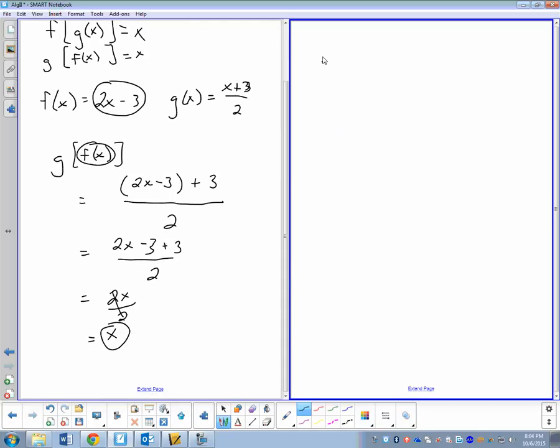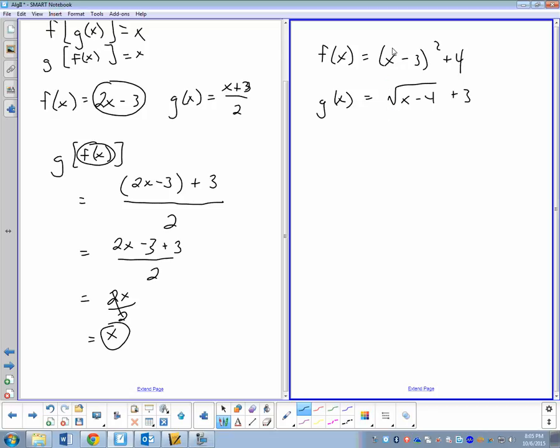So let's say my f of x equals (x minus 3) squared plus 4. And let's say my g of x, we found the inverse was the square root of (x minus 4) plus 3. Again, I'm getting that from that example we did earlier. So I want to prove that these two functions are inverses of each other.